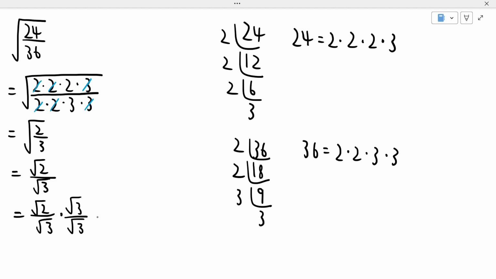To simplify this, we need to multiply the square root of 2 and the square root of 3 in the numerator, which turns out to be the square root of 6, and in the denominator, the square root of 3 times the square root of 3 is equal to 3. So we have rationalized the denominator because the denominator no longer has any square root expressions, and this expression is simplified.